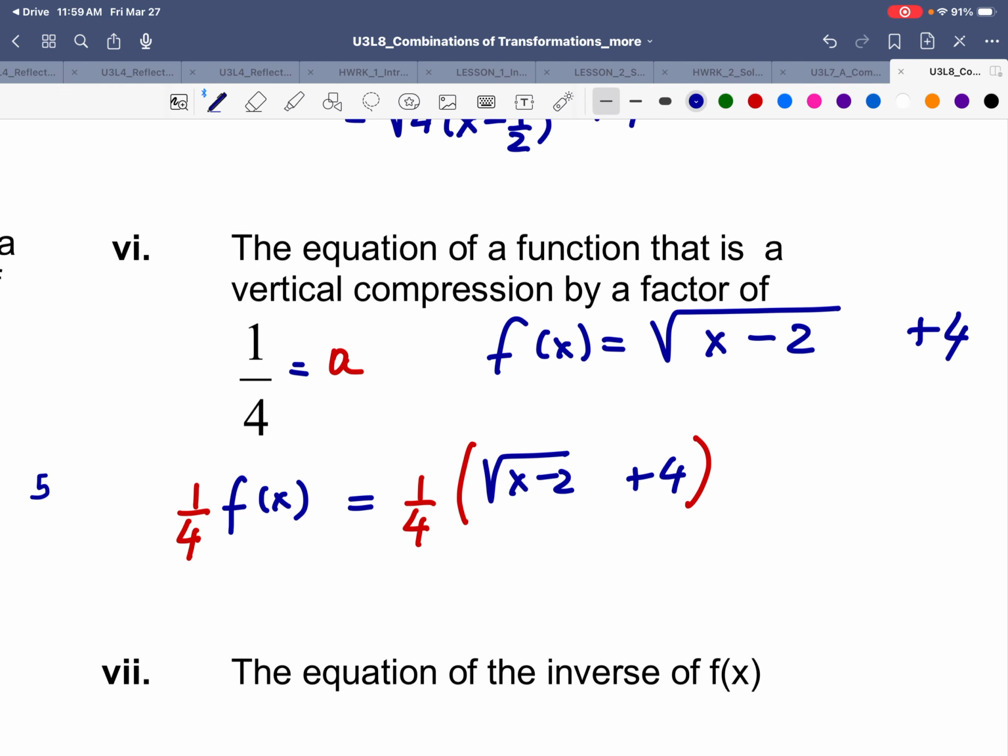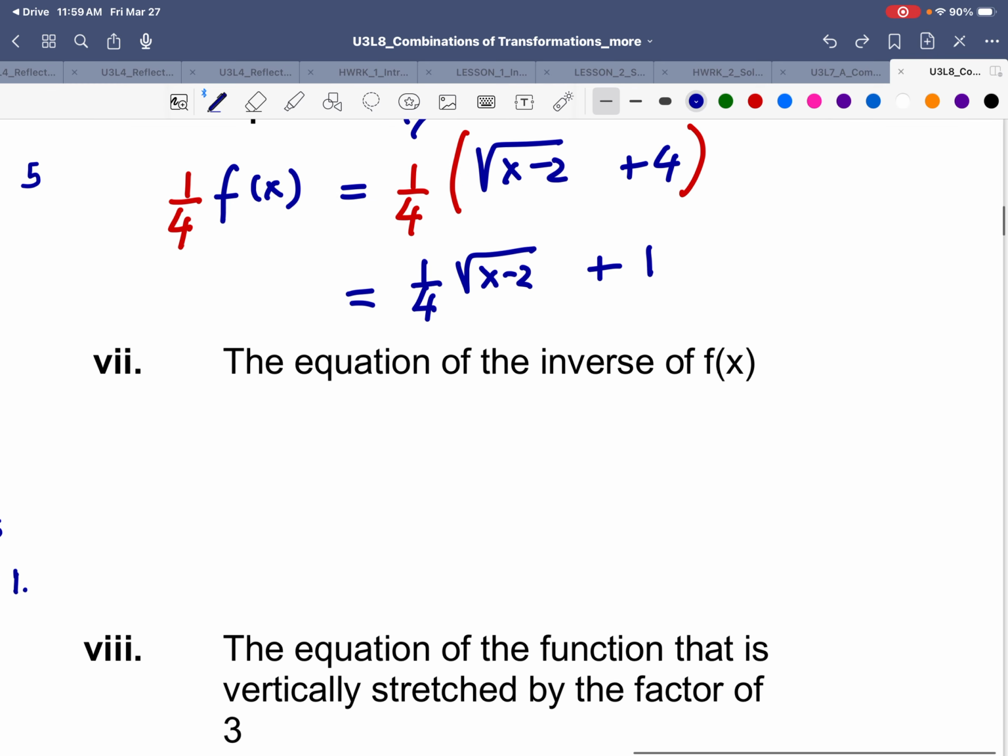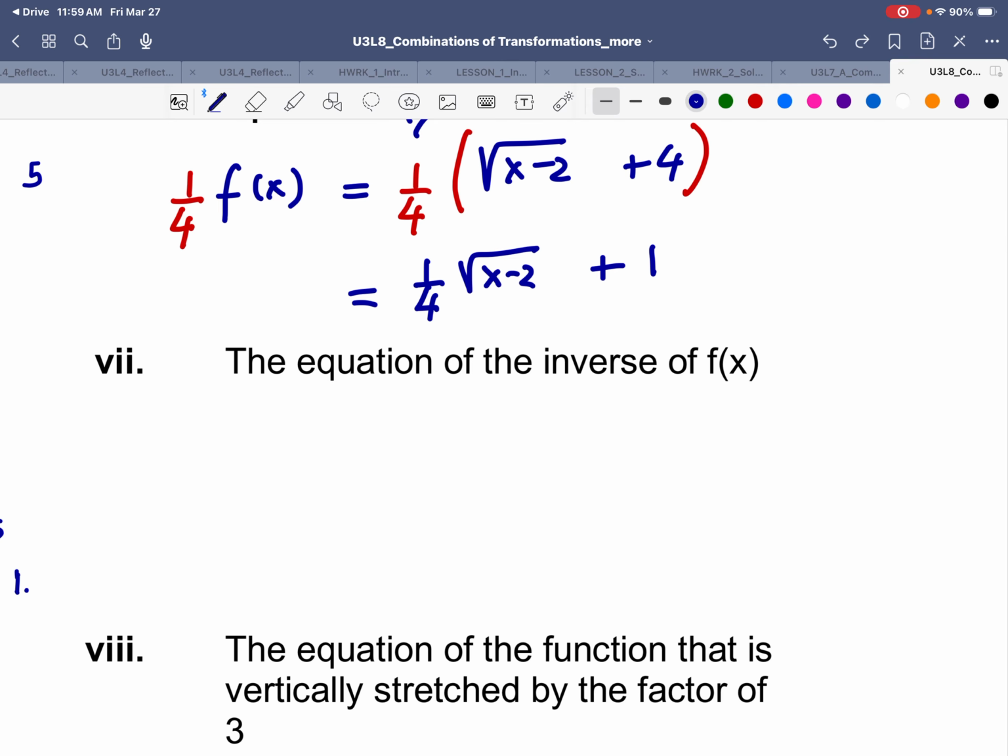Now you want to write the equation in a more simplified form, which means that 1 over 4 will multiply every term inside the brackets. So 1 over 4 root of x minus 2, and then plus 1 over 4 times 4 is equal to 1, so plus 1.